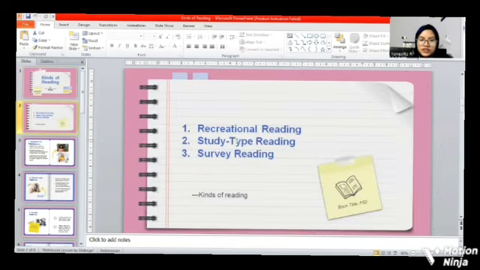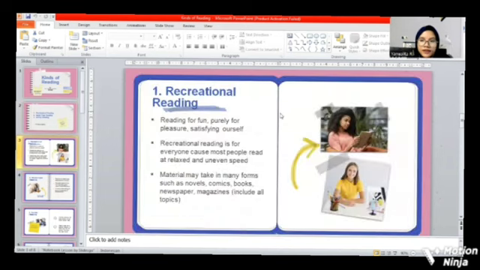So basically, reading can be classified into three main kinds. The first one is recreational reading, the second one is study type reading, and the third is survey reading. So I would like to explain one by one. Number one is recreational reading.